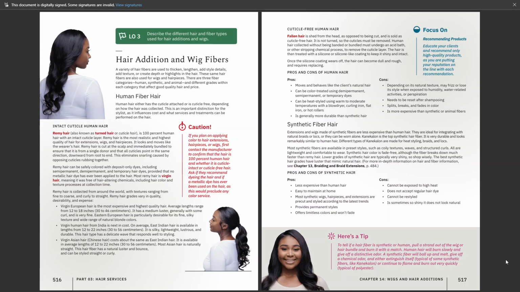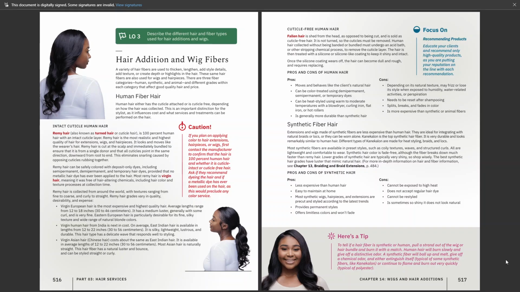Virgin European hair is the most expensive and highest quality hair. Average lengths range from 12 to 18 inches, 30 to 46 centimeters. It has a medium luster, generally with some curl, and is very fine. Eastern European hair is particularly desirable for its fine, silky texture and wide range of natural blonde colors.